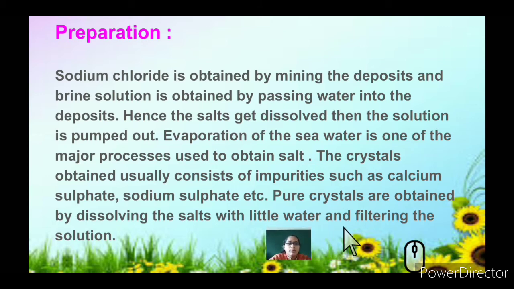So let's understand the preparation of sodium chloride. As I discussed before, an electrolyte solution is prepared by certain salts getting dissolved in water. When sodium chloride is dissolved in water, this solution is known as brine solution. Brine solution is obtained by passing water into the deposit. So when we pass water through the mining deposits of sodium chloride, the solution obtained by mixing of the salt is known as brine solution.